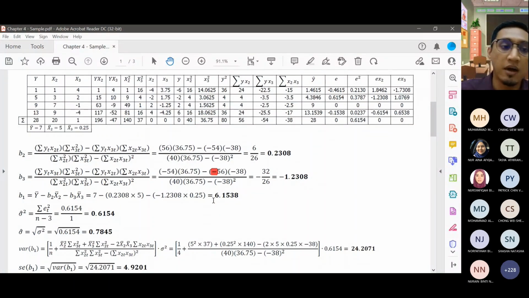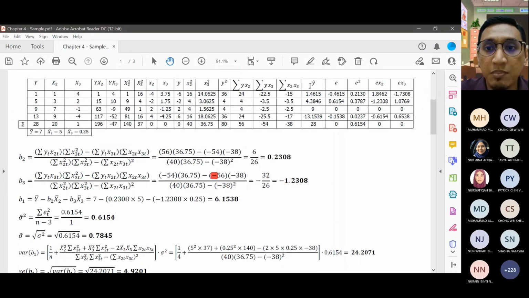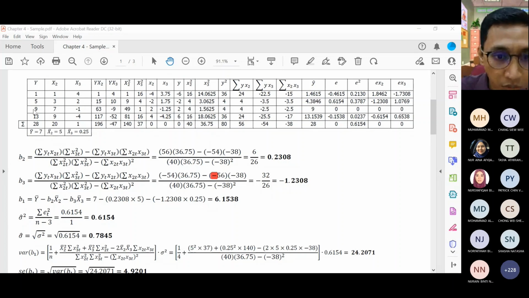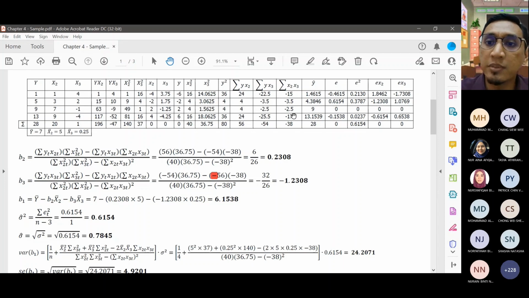After we have B1, B2, and B3, we can proceed with estimating the y hat, because we know y hat is equal to B1 plus B2 x2 plus B3 x3. By following that formula, we can estimate the y hat. Allow me to share the formula for a moment. Yes, y hat is equal to B1 plus B2 x2 plus B3 x3. So we use the information that we have over here to determine the value for y hat.